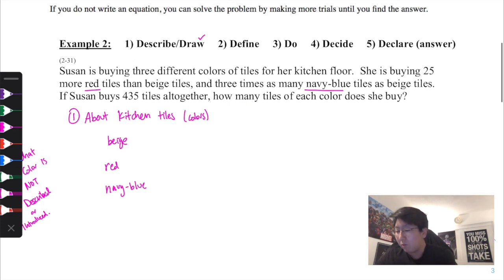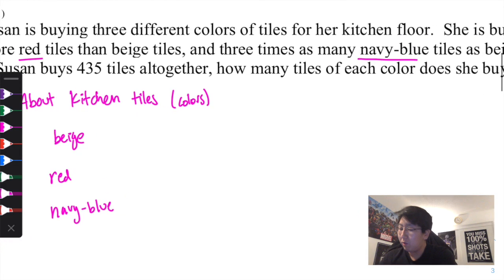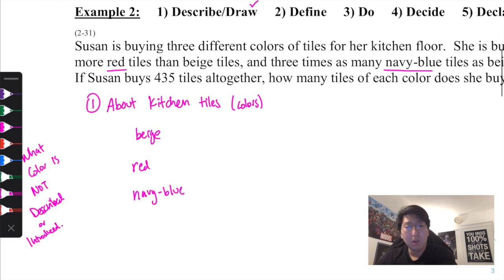Susan is buying 3 different colors of tiles for her kitchen floor. We're going to talk about 3 different colors. She is buying 25 more red tiles than beige tiles. Who's being described there? Beige or red? She's describing the red. It's going to be 25 more than whatever beige is. So beige is not introduced, but it's referred to.